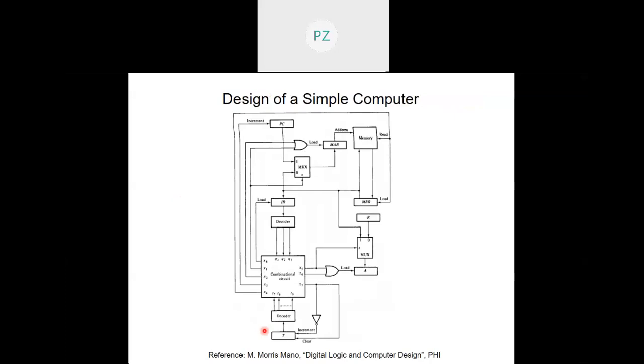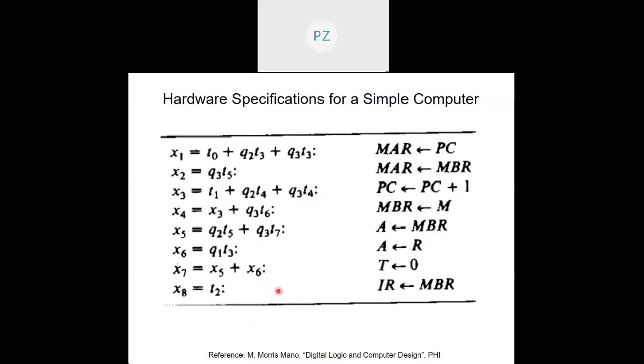X3 should simply come and increment the PC. This is what X3 does. Now X4 is loading the memory with MBR. Sorry, it is loading MBR with the contents of the memory.